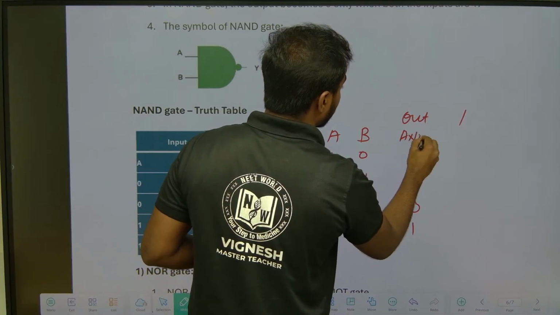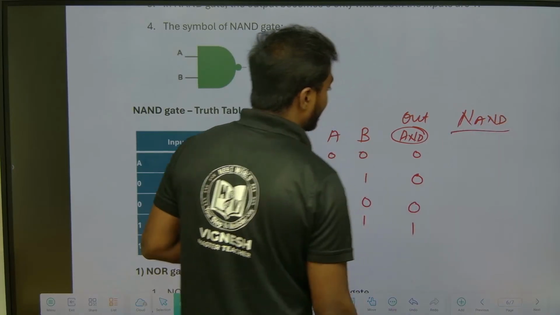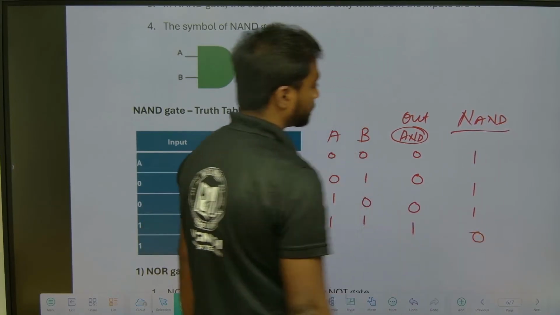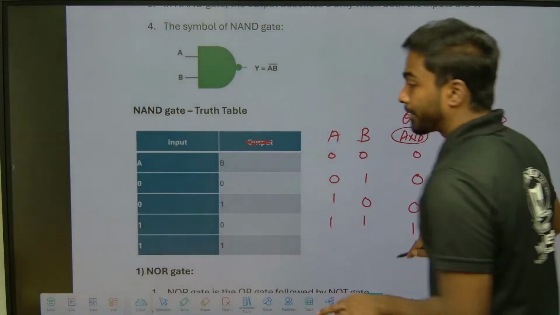But this is the NAND gate. So what will I get here? 1 1 1 0, like a reverse of that. So this is about the NAND gate.